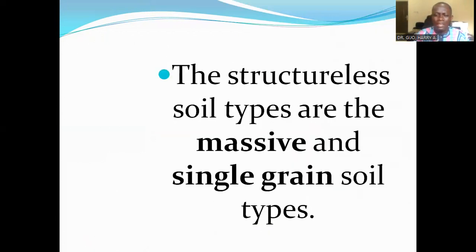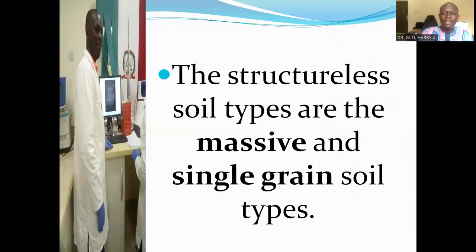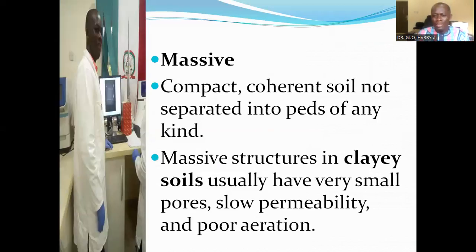The structureless soil types include the massive structureless soil type and the single grain soil type. The massive soil types are compact, coherent soils not separated into peds of any kind. Massive structures in clay soils usually have very small pores, slow permeability, and poor aeration.